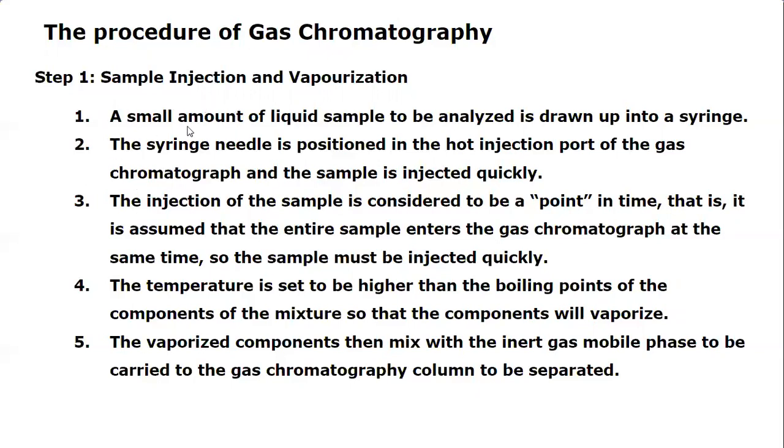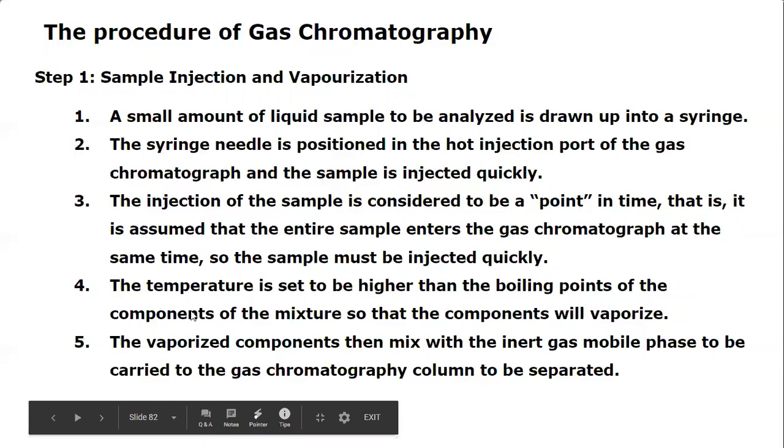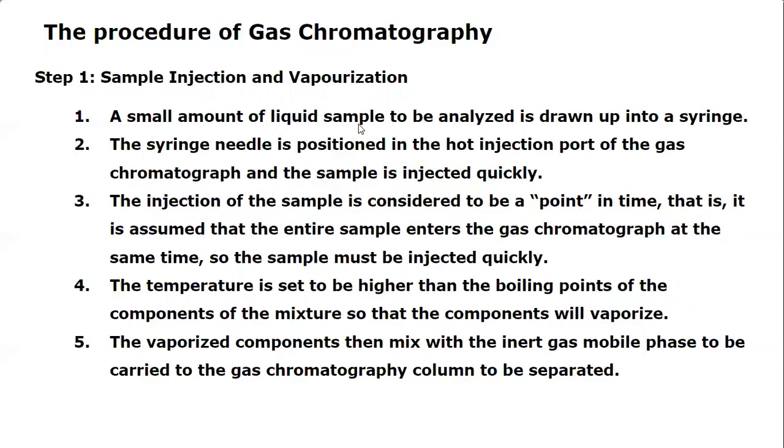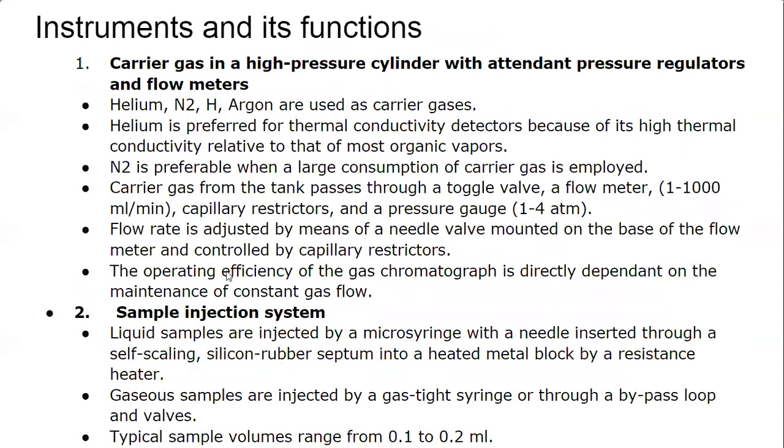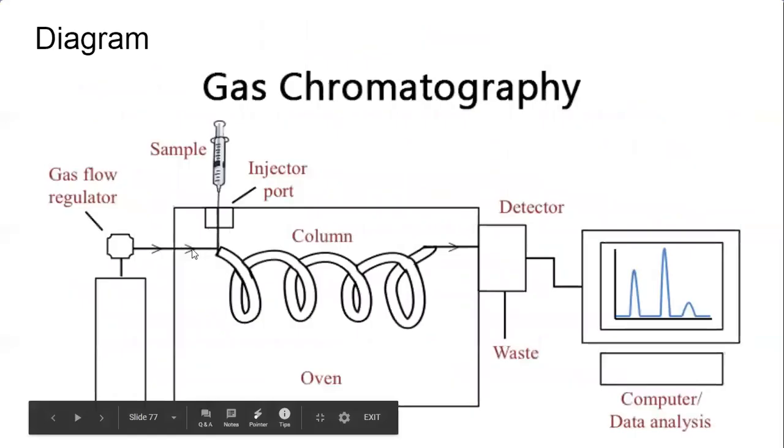How much? A small amount of sample. In the previous slide it was mentioned that the amount of sample should be 0.1 ml to 0.2 ml, and the temperature is kept higher than the boiling points of the components of the mixture, so that the components will be vaporized. Again the temperature should be maintained, because we are not supposed to introduce the liquid state of the sample; we need to introduce the vapor state. To achieve the vapor state, we heat and vaporize the components, then mix with the inert gas mobile phase. So when we introduce the sample in vapor state, that will be mixed with whom?